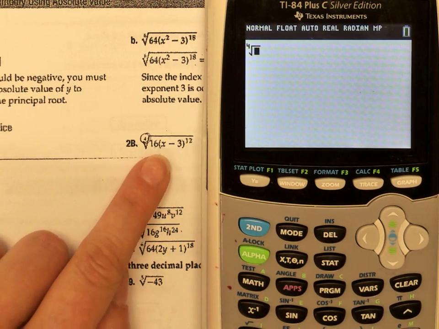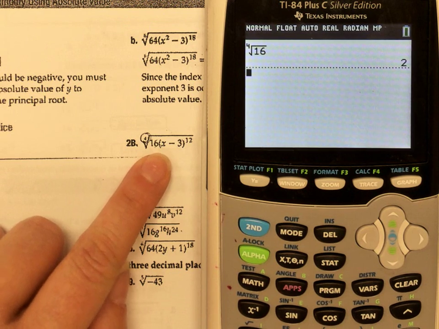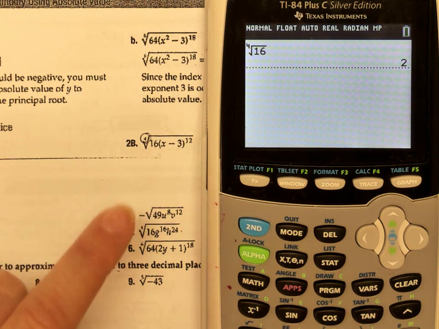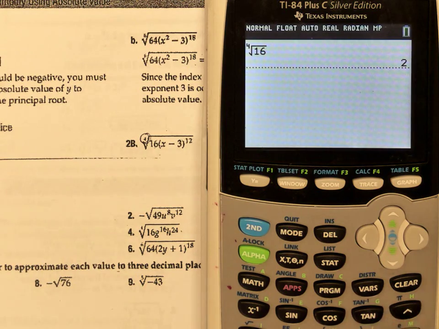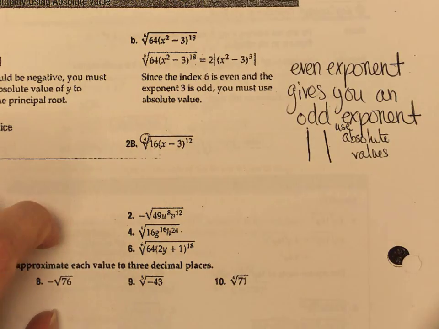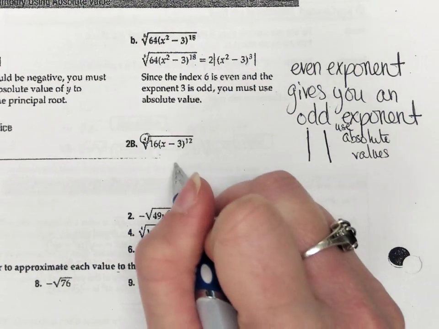And then what number are we typing in? 16. And you get 2, right? We're going to do plenty more, so don't worry. We're going to go through some calculators. Alright, so here we go. What's the 4th root of 16? 2.